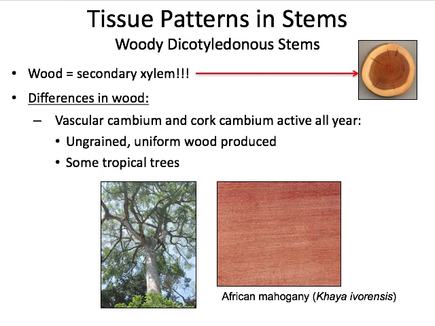For example, some plants, such as African mahogany, have a vascular cambium and cork cambium that is active all year. They grow in kind of a drier tropical forest where the conditions are just good year-round. So because of that, the wood has a distinct appearance. It's typically ungrained and uniform, which is why it's prized for many human uses, including furniture.